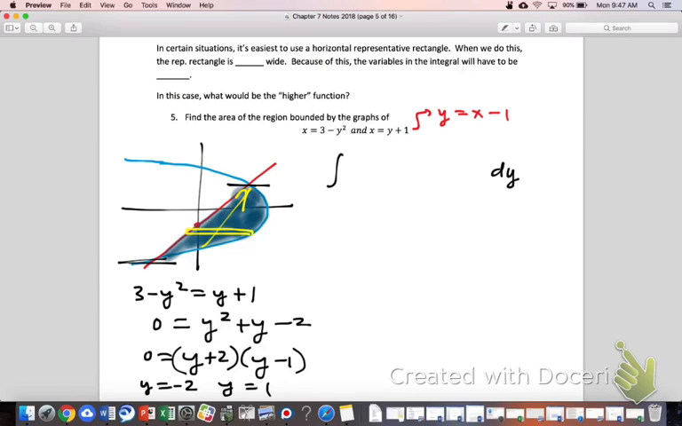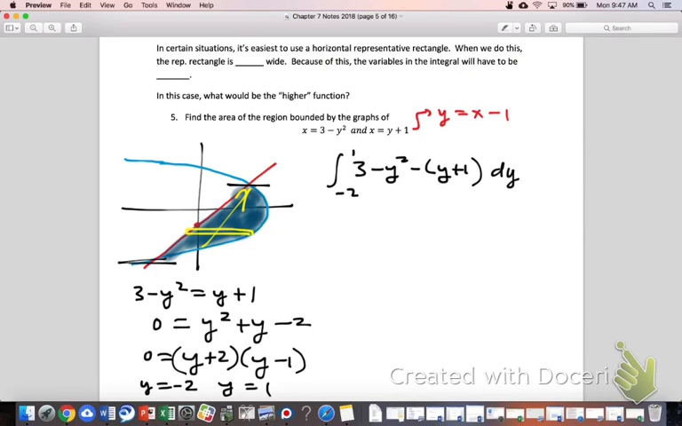Does that make sense? Okay, so negative 2 to 1. And then whenever you're using a horizontal representative rectangle, you want to go right minus left to maintain that positive dimension on the rectangle. So right minus left would be parabola minus line. And that would be your setup right there. Make sense?